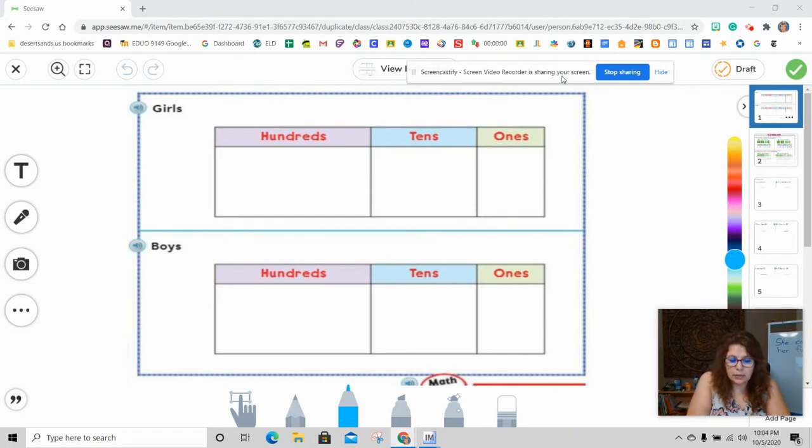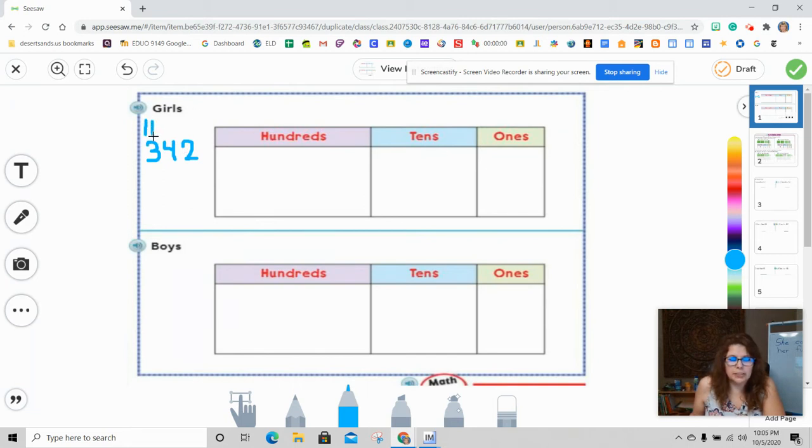So be good listeners. Okay, so it says there are 342 girls at Center School. So I'm gonna write that, 342 girls. Now, the first thing is that we're going to represent that with a picture. So we have hundreds, tens, and ones. So we're going to represent the 342 as a picture.